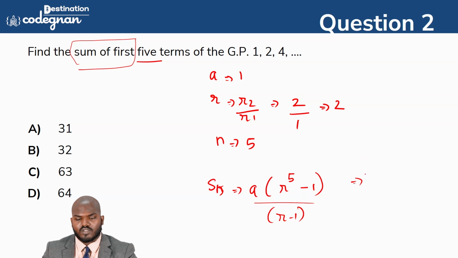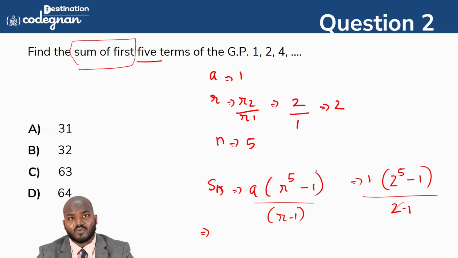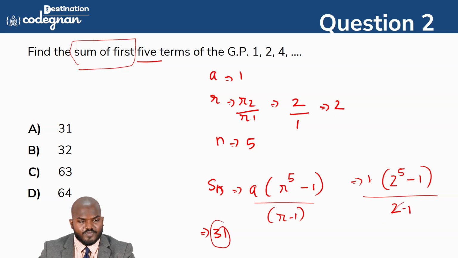If I say this, A is equal to 1. R power 5 means R is equal to 2, so 2 power 5. And here we can call R minus 1, with R equal to 2 and minus 1. So 1 and 1 cancel each other, and you are left with 2 power 5, which is equal to 32. 32 minus 1 we can call directly as 31. So option A is the correct answer with respect to the question.